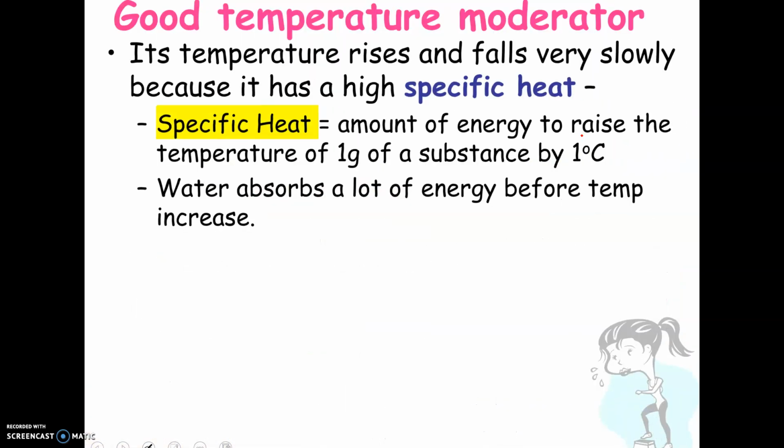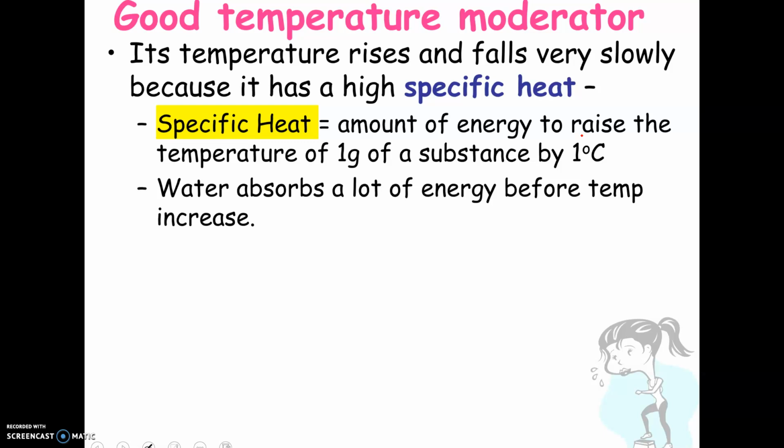All right, the next characteristic is that water is a very good temperature moderator, and that's because of something called specific heat. Specific heat is a measure of how much energy it takes to raise the temperature of 1 gram of substance by 1 degree Celsius. It's measured in joules, or maybe calories can be used to measure this. In essence, water absorbs a lot of energy before it actually gets hotter. The hydrogen bonds contribute to this.